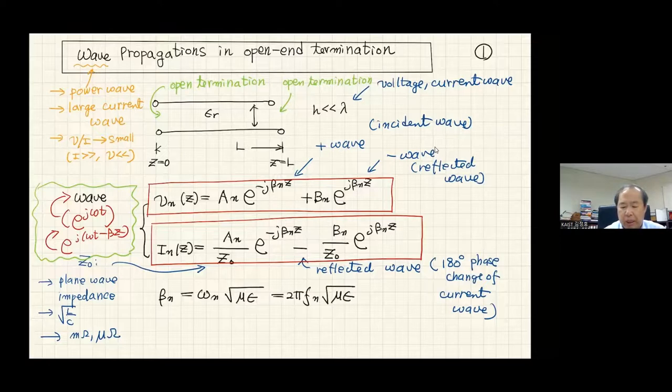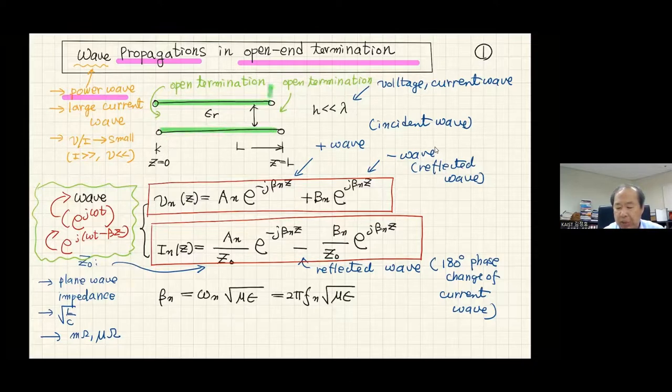Right now I'm going to talk about power wave propagation in open-ended termination. This is the cross-sectional view of multilayer power and ground planes. One of the planes is power and the other plane is ground, so they cannot be connected. So there are going to be open-end terminations at the edge. To simplify the discussion, I'm going to derive equations assuming a one-dimensional power wave transmission line, and both ends of the transmission line are open-ended, because we cannot terminate with a resistor at the end, since then we would have DC current between the power plane and ground plane.